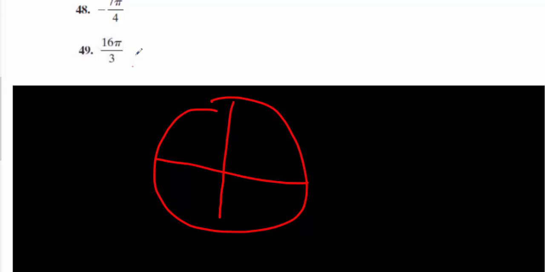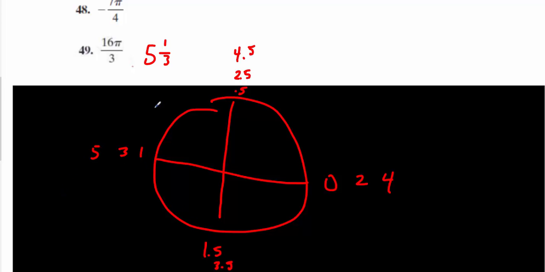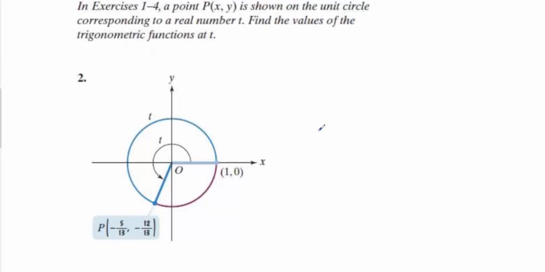All right, if I'm looking at 16 over 3, I know that 16 over 3 is the same as 5 and 1/3. So if this is 0, this is a half, this is 1, this is 1.5, and this would be 2, then I'm still going around: this would be 2.5, this would be 3, this would be 4, 4.5, 5. And so I'm all the way to here, all the way in that section, so this is quadrant 3.